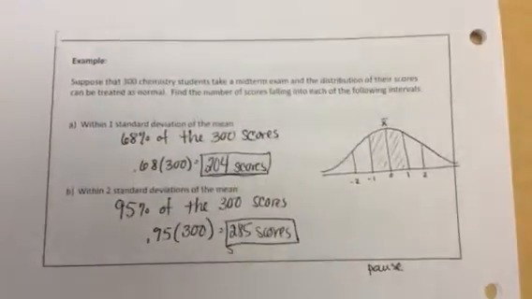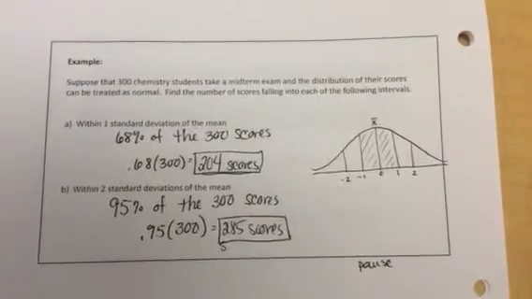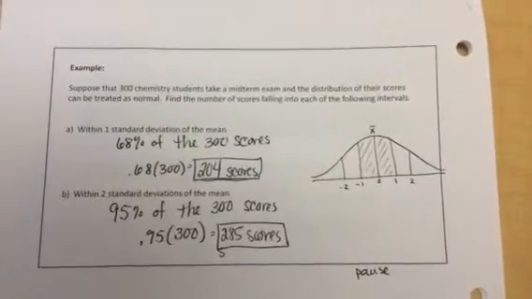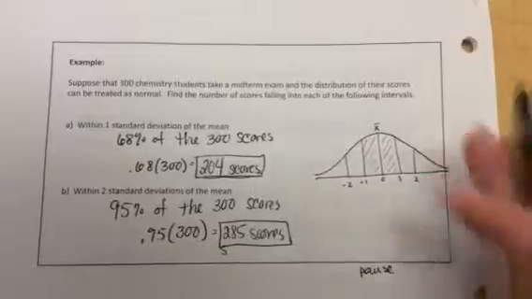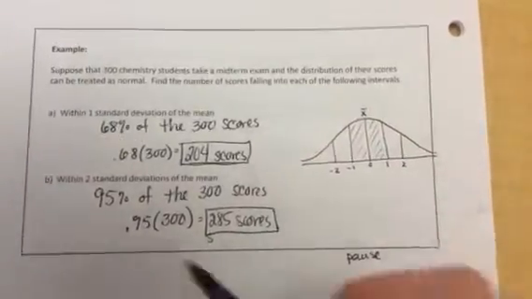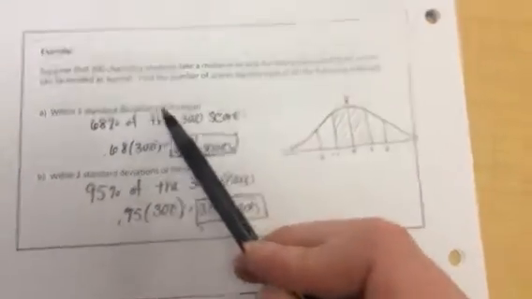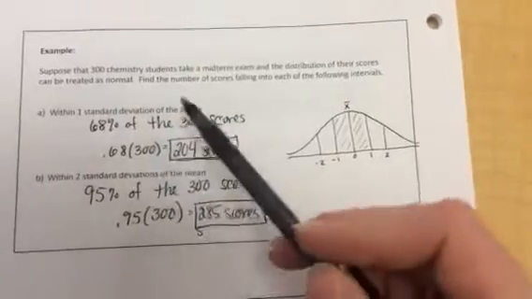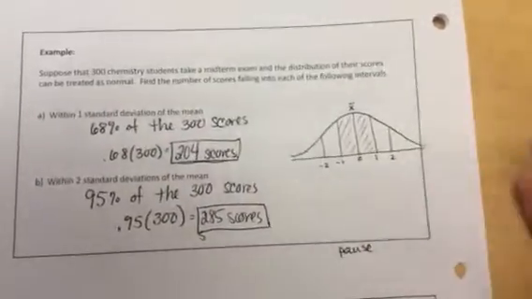So here's an example. Suppose that 300 chemistry students take a midterm and the distribution of their scores can be treated as normal. Find the number of scores falling into each of the following intervals. So within 1 standard deviation of the mean, find the number of scores. They could ask you a couple things.